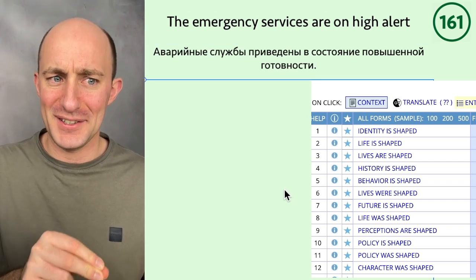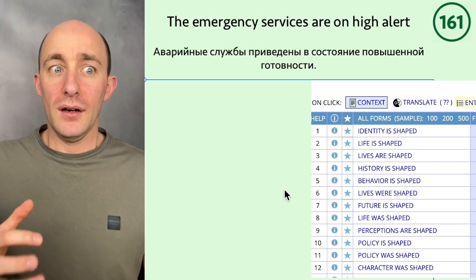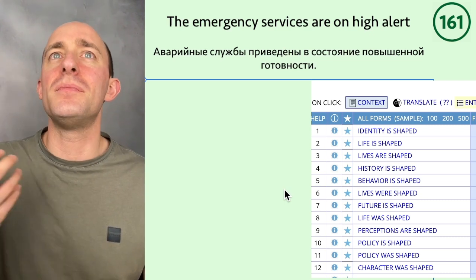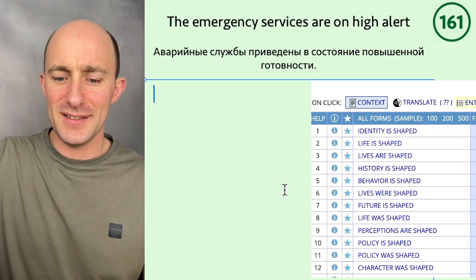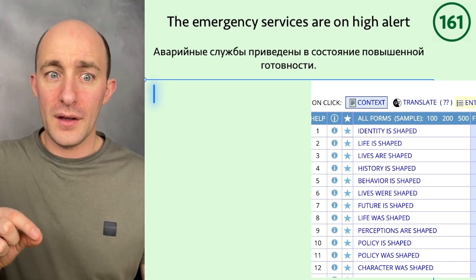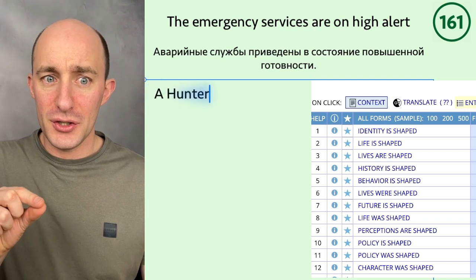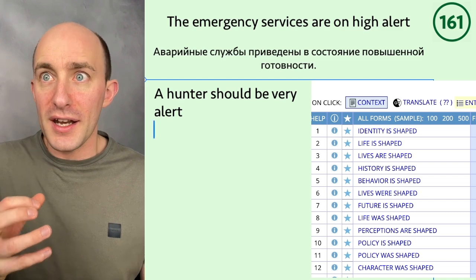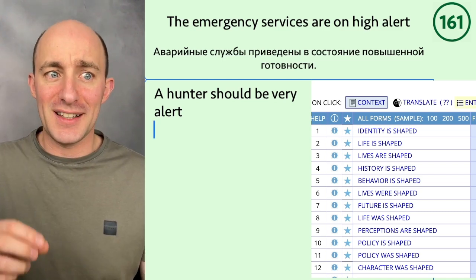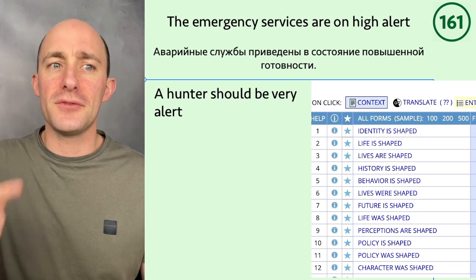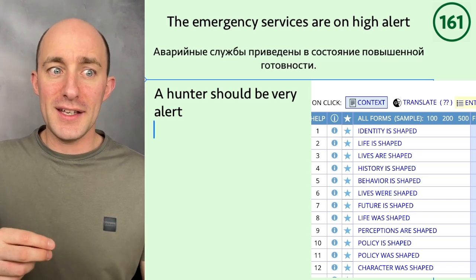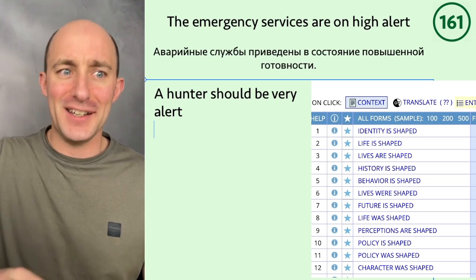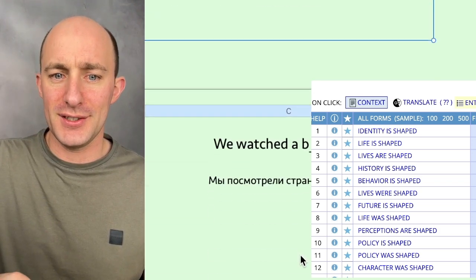High alert. They're ready to go. They're on high alert. So also to be alert, a hunter should be very alert. You need to be ready to do something. So that's to be alert, whereas the verb to alert somebody to is to tell them something which should make them act quickly. So, alert.